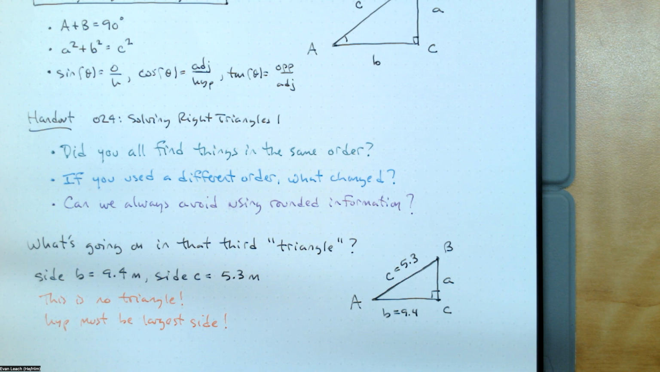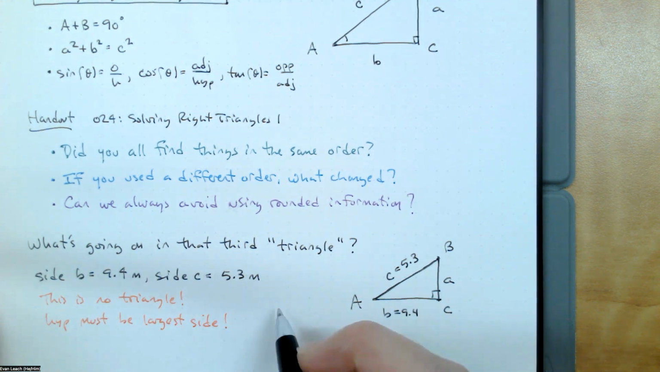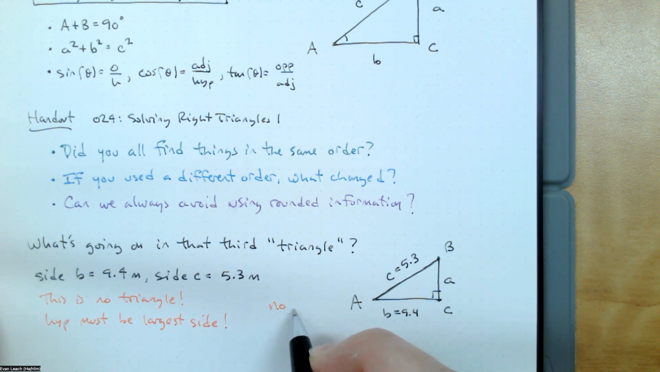So this is no triangle. We might notice right away that this is no triangle. This is unacceptable. The hypotenuse must be the largest side. So immediately the ruling on the field is no triangle.